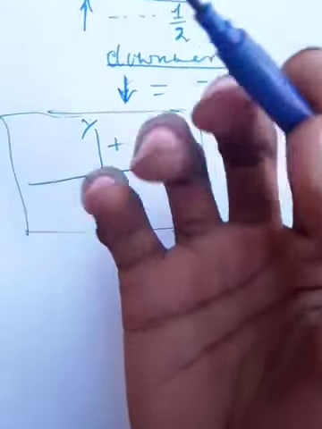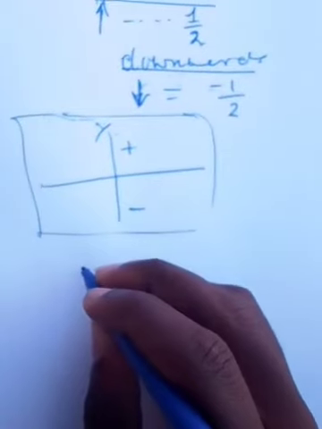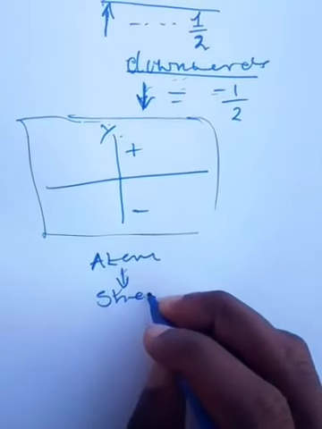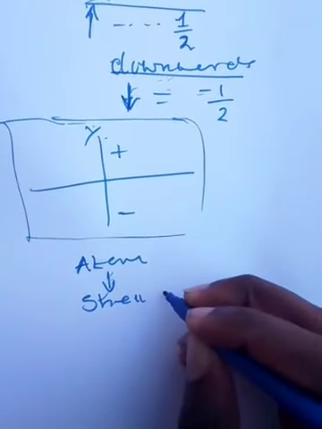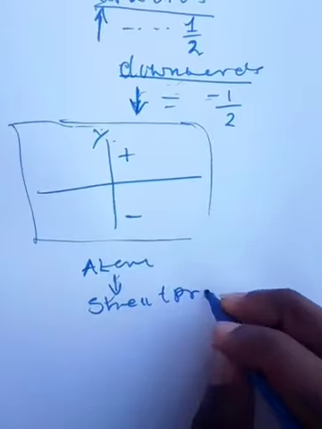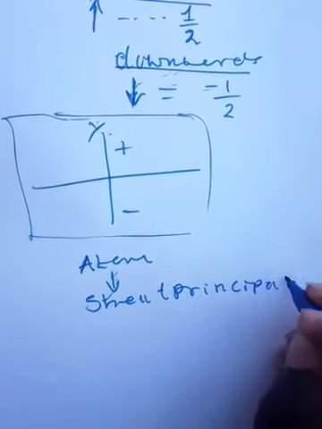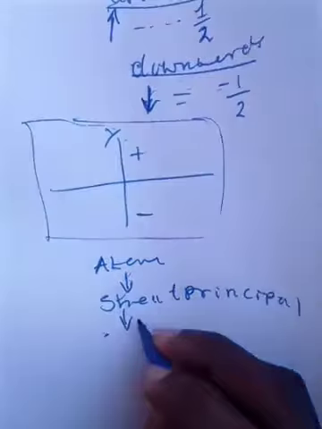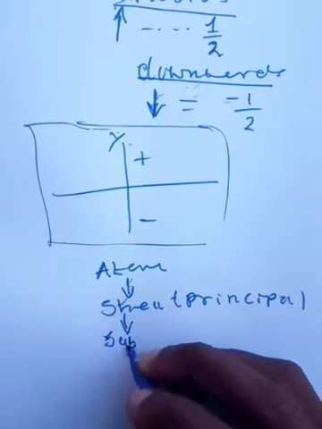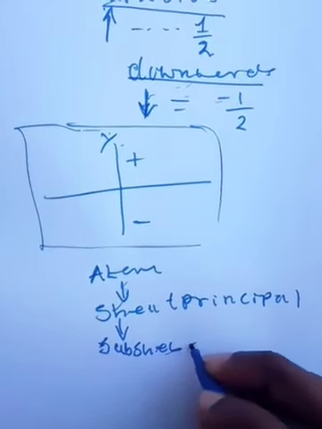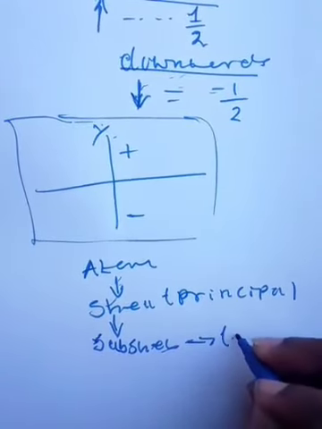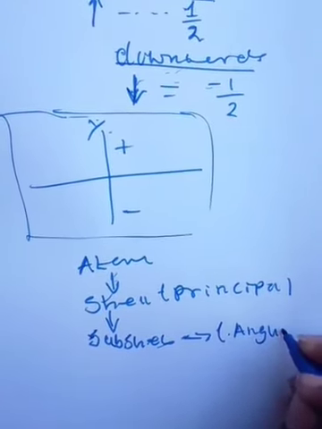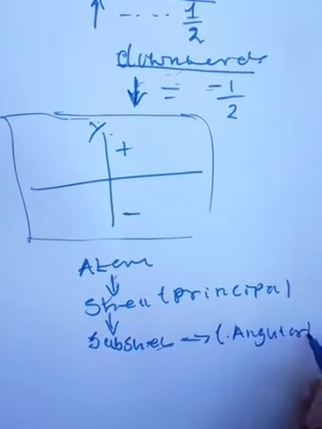Okay, I'm sure now. Let's look at the hierarchy. Let me just try to revise. First, we have an atom, then we have the shell. You know the quantum number used to describe the shell: it is the principal quantum number. And if I want to describe the subshell, which is found in the shell, what do you use? You use the angular momentum quantum number.